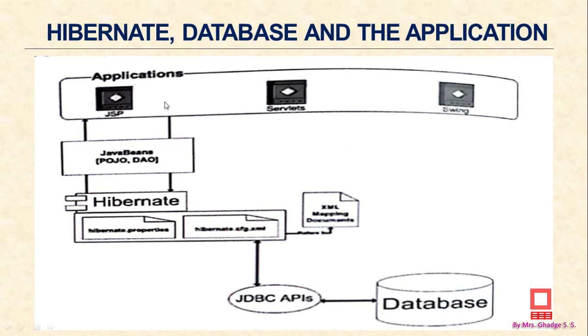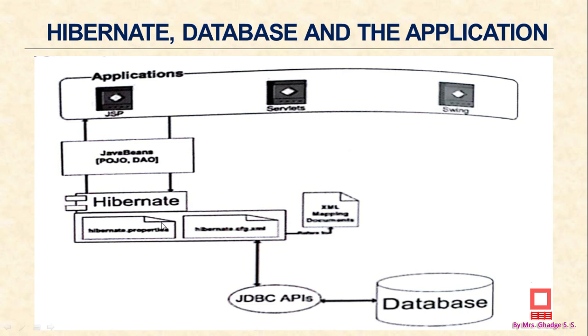Whatever applications are developed with JSP, servlets, or Swing packages, they interact with Java beans. Java beans may be POJO objects or DAO objects. POJO means plain old Java objects, and DAO is data access objects. So if we develop one application in JSP, then that application can interact with a Java bean, and after that Java bean objects can directly interact with Hibernate.